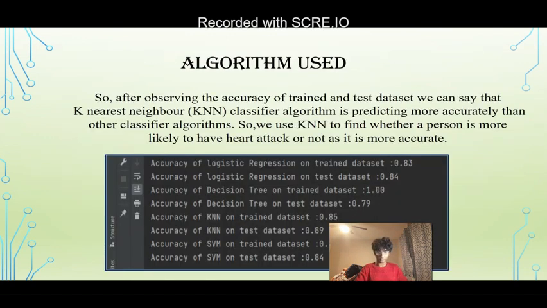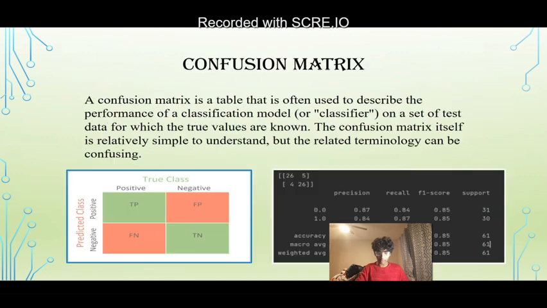We use k-nearest neighbor, or KNN. Basically, this was just done through process of elimination. KNN was the most accurate, and we use KNN to find whether a person is more likely to have a heart attack based on these parameters that the algorithm was fed.